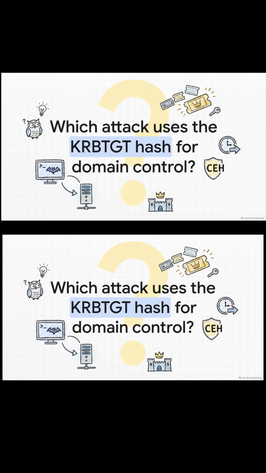Okay, let's put you in the hot seat and simulate the actual exam for a second. Imagine you are on a pen test. You use Mimikatz, and you successfully dump the KRBTGT account NTLM hash. What attack do you execute next to get persistent full domain control? Take a second. Lock in your answer based on what we literally just covered.